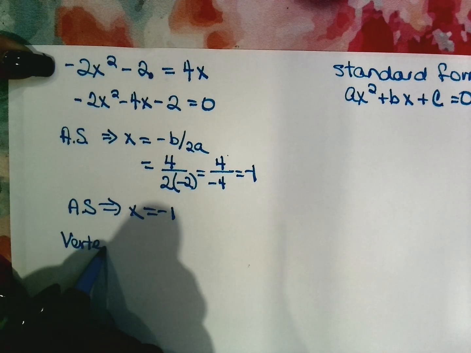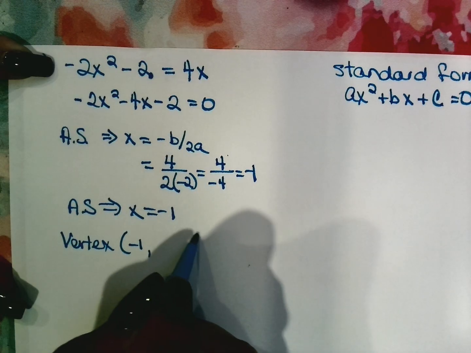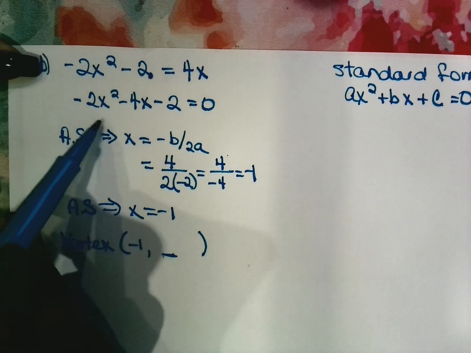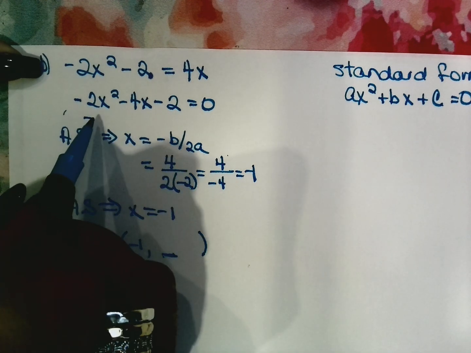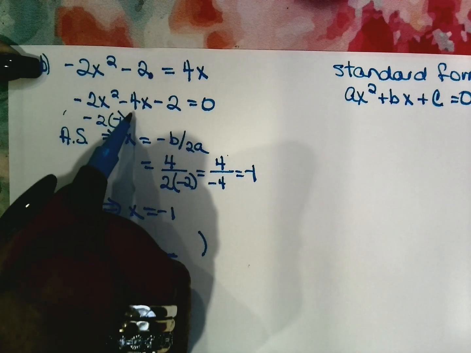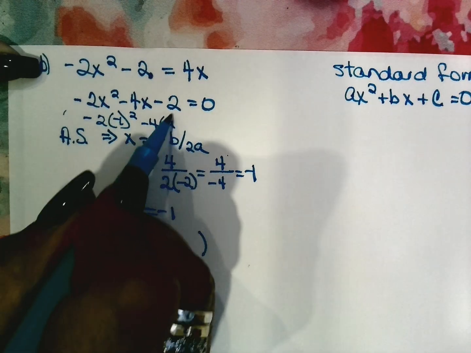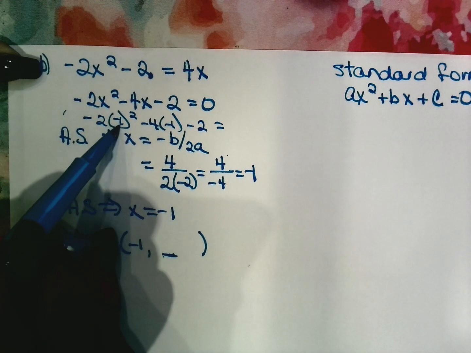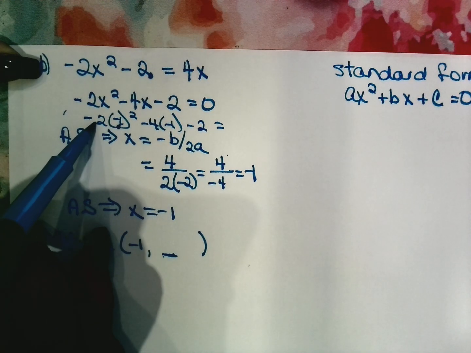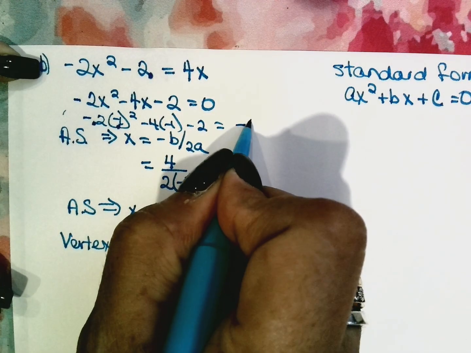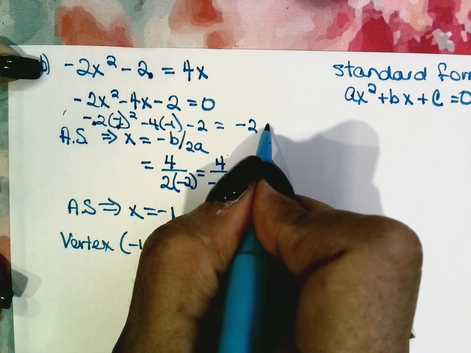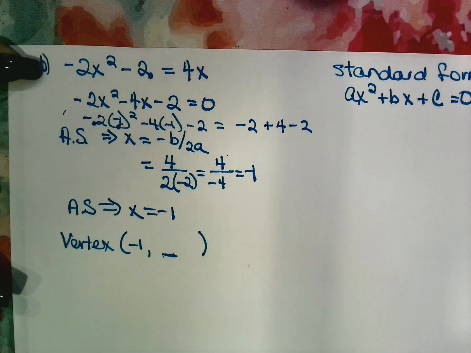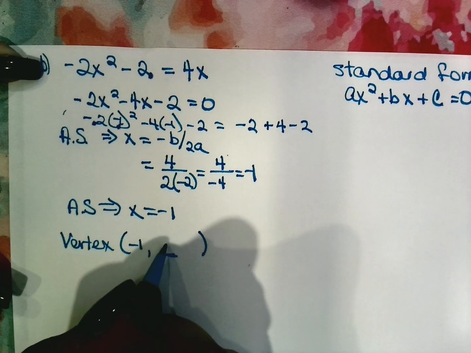Okay, that means my vertex must be at negative 1 something. And the way we figure out that something, that y value, is by plugging it back in here. So negative 2 times negative 1 squared minus 4 times negative 1 minus 2, we want to know what that is. Negative 1 squared is a positive 1 times negative 2, that's negative 2. Negative 4 times negative 1 is positive 4 minus 2. So that's going to give me 2 minus 2, which is 0.